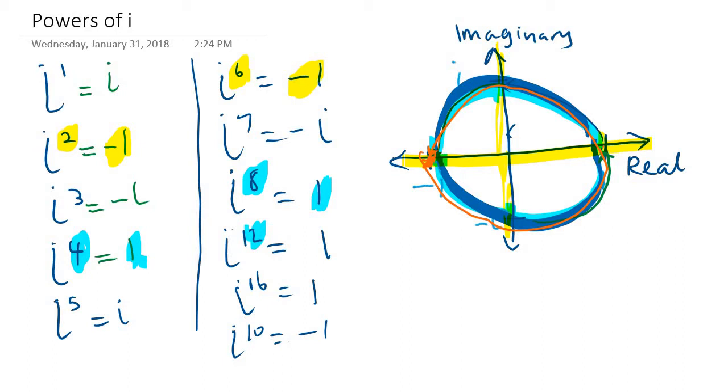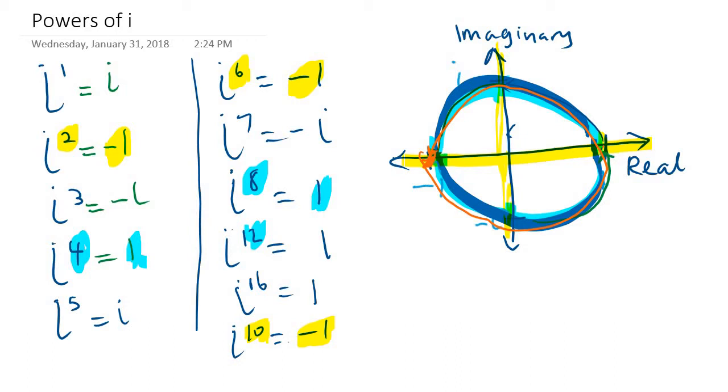So if the power is even, but it's not a multiple of 4, see, 10, 6, 2, they are even numbers, but they're not multiples of 4, then I know the answer will be -1.